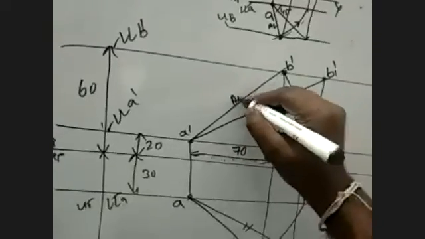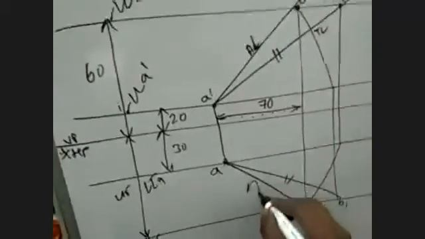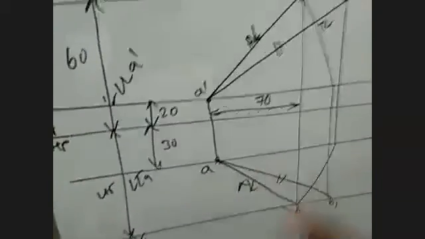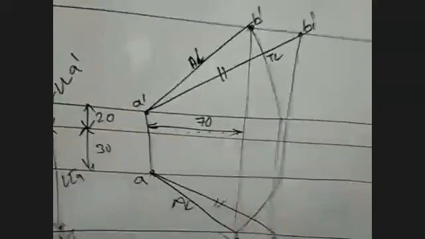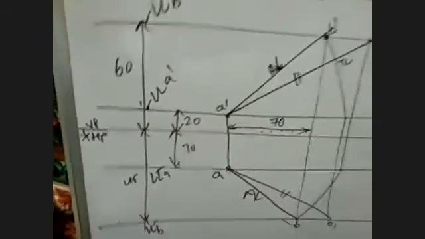But apparent length dimensions will vary. Above the line it will be different, below the line it will be different, whereas the true length remains the same always. That's one small hint for you. So, clear?